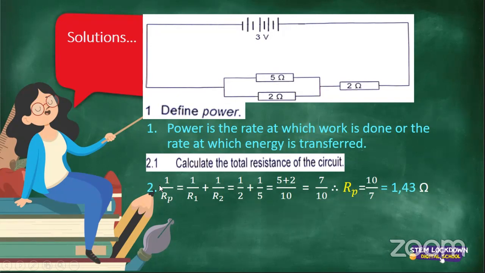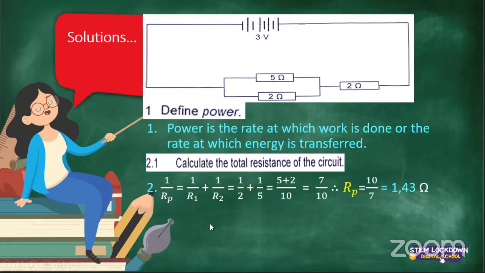Then it means we have to invert if we want to get Rp, that is resistance in parallel. So resistance in parallel will then be the reciprocal, which is Rp equals 10 over 7. And 10 over 7 is 1,43 ohms. Now, this is the total resistance of this parallel connection. So we need to get the total resistance of the circuit. So the total resistance of the circuit will be the resistors that are in parallel, plus this one that is in series with these two.